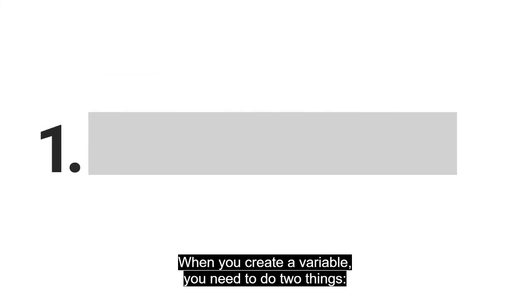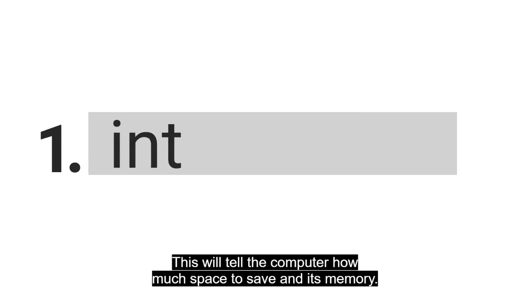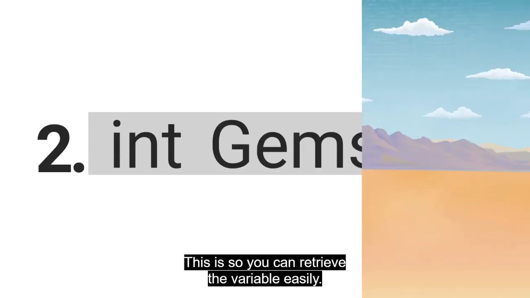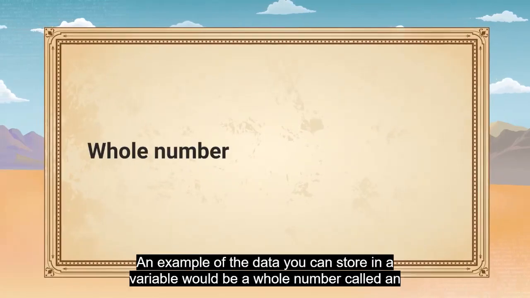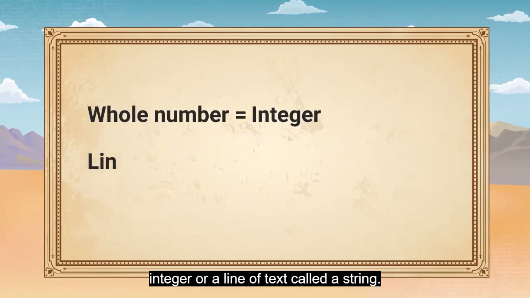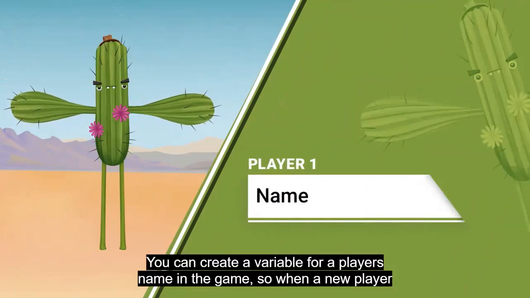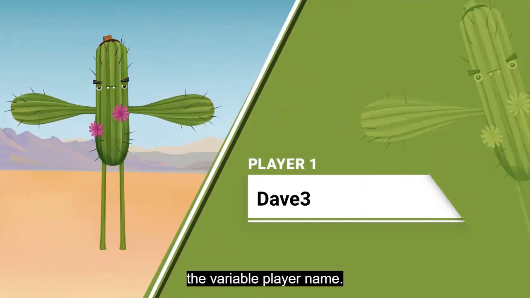When you create a variable, you need to do two things. Firstly, define the type of information that will be stored. This will tell the computer how much space to save in its memory. Secondly, name the variable. This is so you can retrieve the variable easily. An example of the data you can store in a variable would be a whole number called an integer, or a line of text called a string. You can create a variable for a player's name in the game, so when a new player starts the game, they can choose their own character name, and it will be stored in the variable player name.